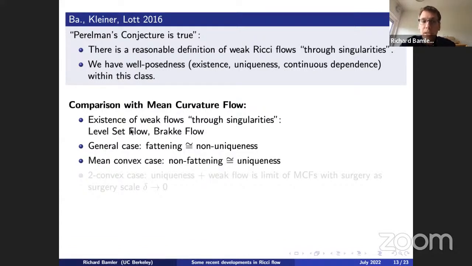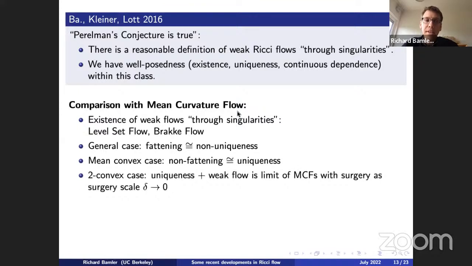However, if we restrict to the mean convex case, then it was proven by White that there's no fattening, which is equivalent to uniqueness. So Perelman's conjecture would be true in this case. And then even further, if we restrict to the even smaller subclass of two-convex mean curvature flows, then we have uniqueness and existence. And there's also a construction of a mean curvature flow with surgery. And it turns out that this weak flow can be approximated by mean curvature flows with surgery as we choose the surgery scale smaller and smaller.